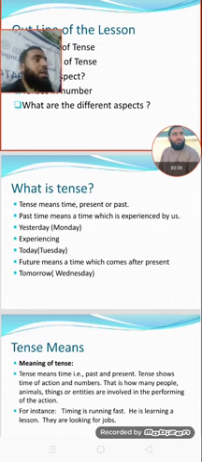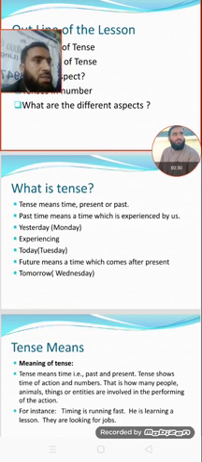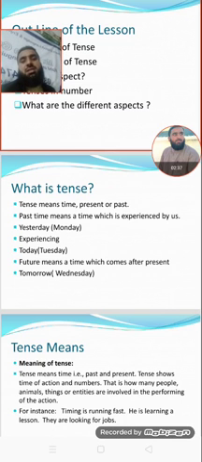Past means a time which is experienced by us. We are taking the example of today. Today is Tuesday, so yesterday was Monday. Yesterday we experienced it: we slept, we ate, we did many activities. So yesterday, Monday, is now a part of past tense, a past time, because it was experienced by us. A time which is experienced by us comes under the umbrella of past tense.